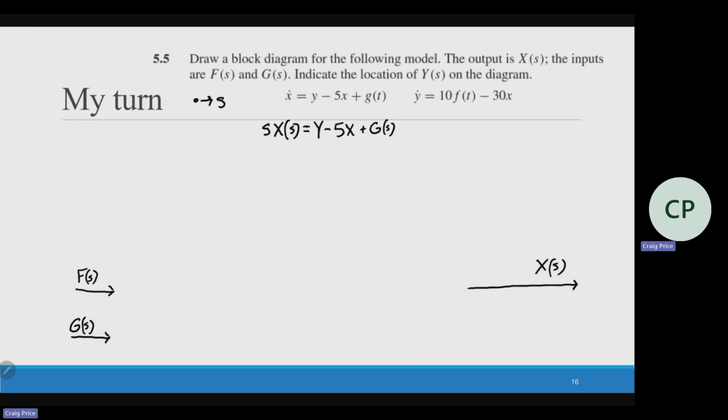So I'm just going to take my time domain equations and change them into the S domain. This will allow us to do the algebra. Same thing for the other equation. We have S times Y equals 10. Now my force, we turn it into the S domain, 30x.